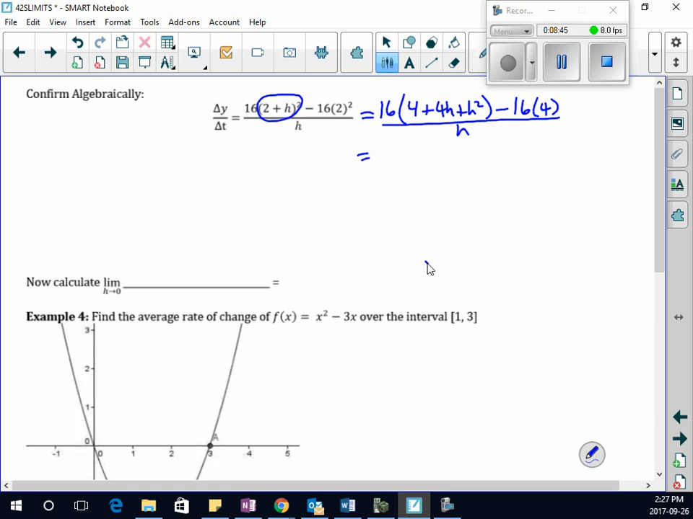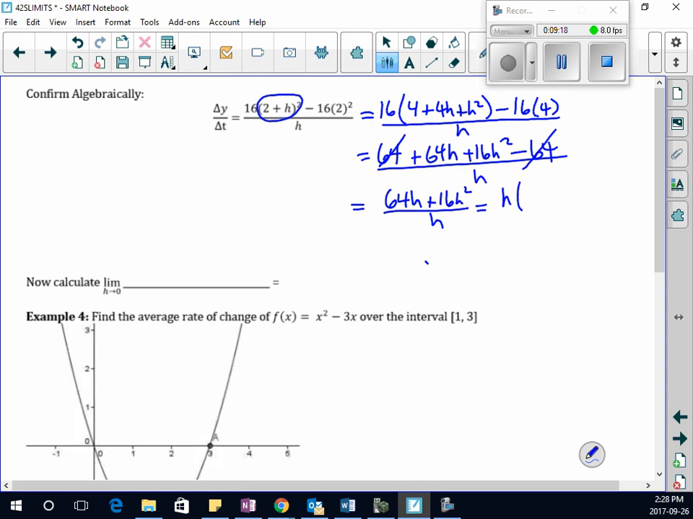Is everybody good? Okay, now I'm going to multiply the 16 in. What's 16 times 4? 64 plus 64h plus 16h squared minus 64. Does everybody see what can get canceled here in a second? The 64s. Then we're left with 64h plus 16h squared divided by h. Factor out the h on top, and we're left with 64 plus 16h divided by h.